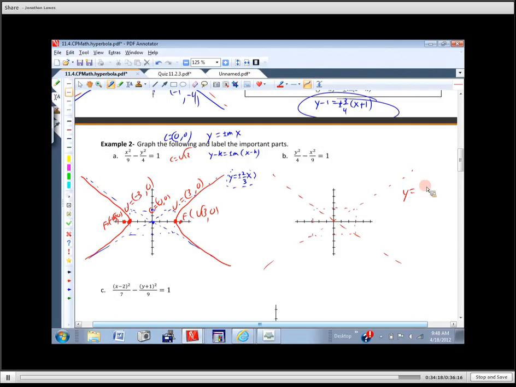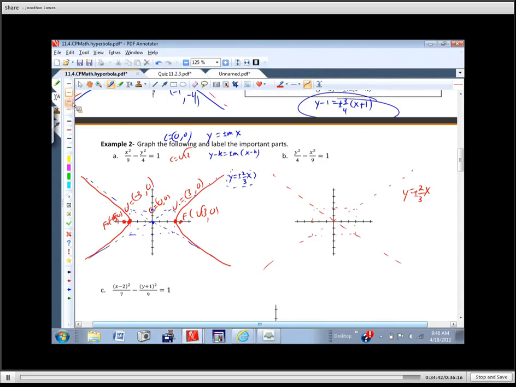Y equals a number times x. That number is the square root of the number underneath the y, which is a 2, over the square root of the number underneath the x, which is a 3. So there are the equations of the asymptotes. Really, what's the only difference between the two of these? Which variable is squared? Graphing, it's the same approach. All of that stuff is the same.